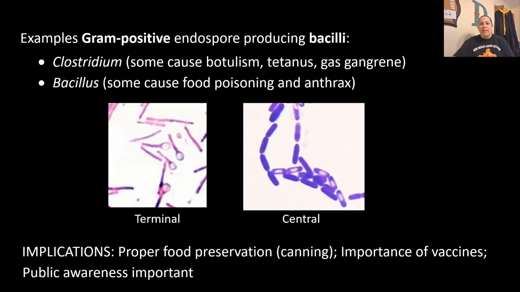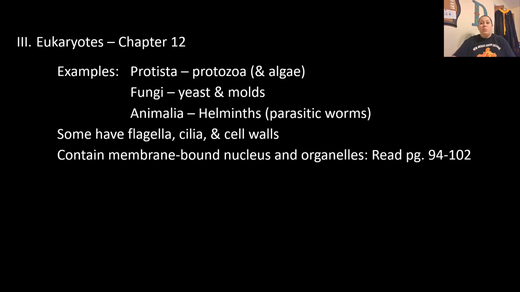So the implications, guys, the big thing here is proper food preservation. Canning needs to be done properly, because if it isn't and these endospores are in there, they can survive for a long time. And also the importance of vaccines and public awareness. It's important to make people aware of what's going on, and that whole idea of using proper techniques with preservation of food and vaccines.